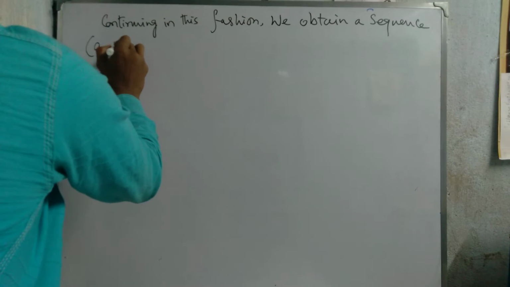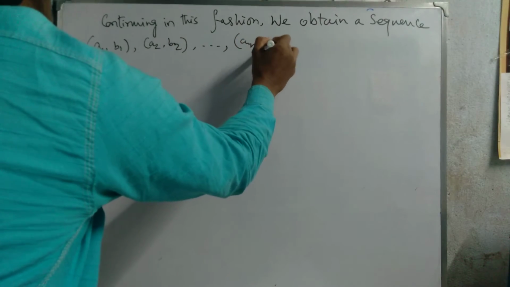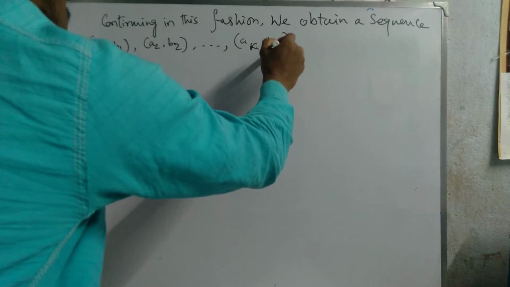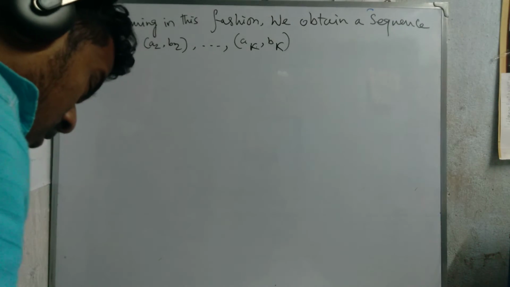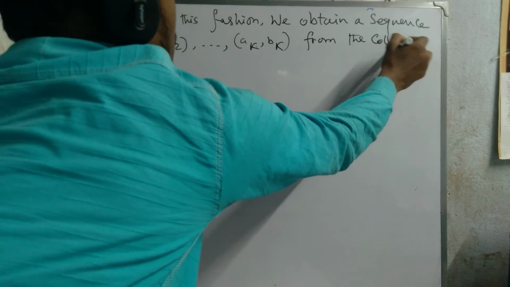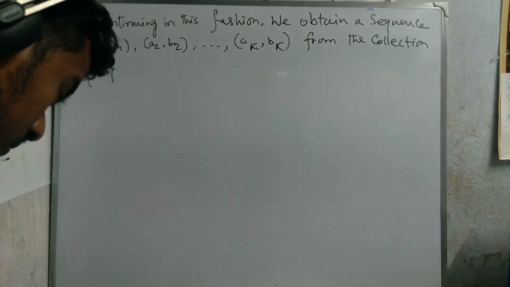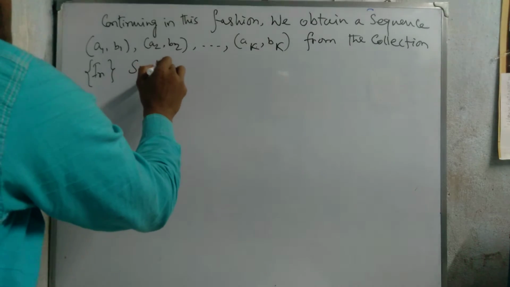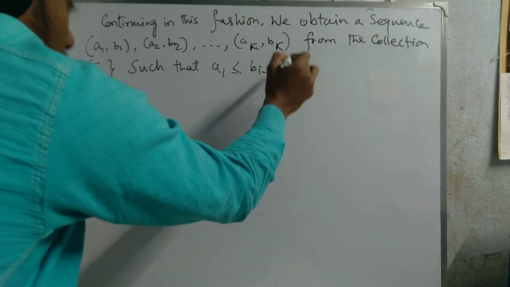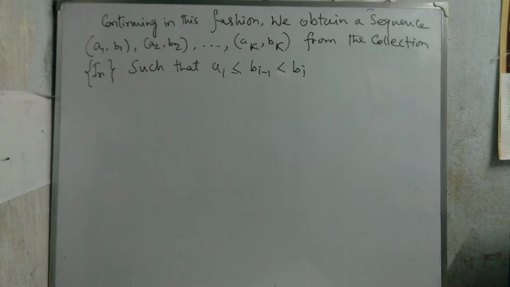A1 B1, A2 B2, An Bn, or here we write Ak Bk, from the collection In, such that Ai is less than or equal to Bi minus 1, which is less than or equal to Bi, or less than Bi. Then what happens?